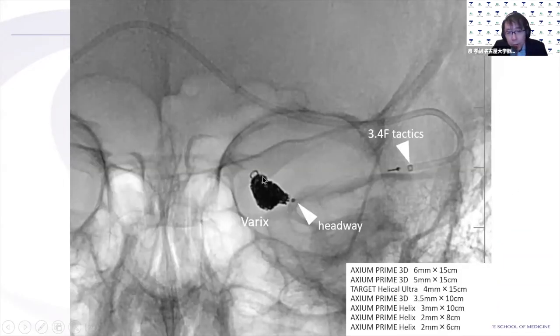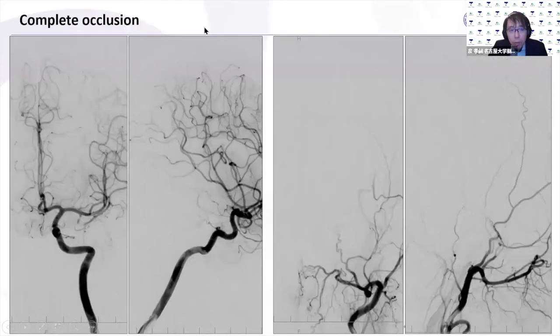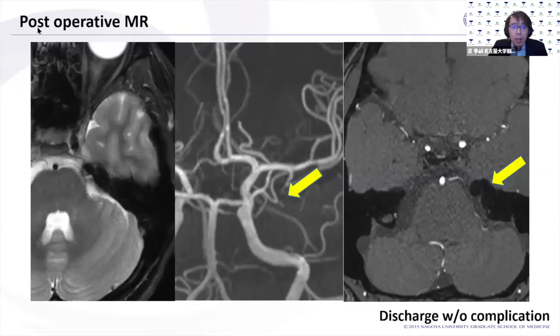So we embolized the varix and then the shunted pouch, and then the SPS was also occluded. Complete obliteration was achieved. Here is the post-operative MRI. We can see the coil mass artifact here, and she was discharged without complication.